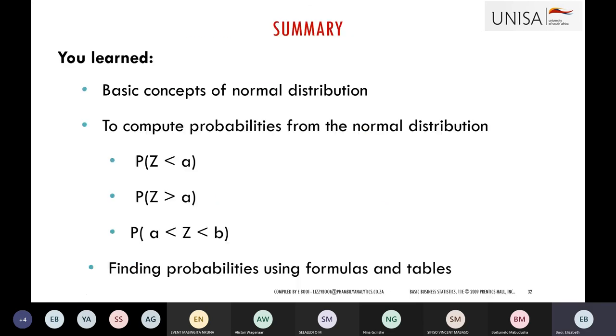Any other question? If there are no questions, we are done with normal distribution. You've learned the basic concepts of normal distribution. You've learned how to compute the probabilities of a normal distribution. You know that the probability of z less than a is the value you find on the table. The probability of z greater than a will be 1 minus the value you find on the table. The probability of z lying between two values will be the probability of the second value minus the probability of the first value. We also learned how to use the table to find the probability. We've also learned how to use the table to find the z value.